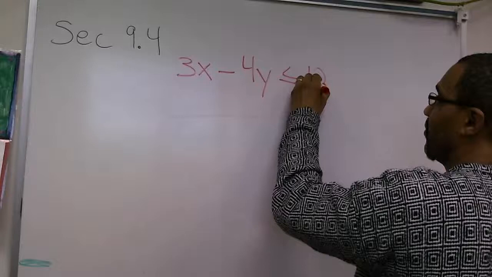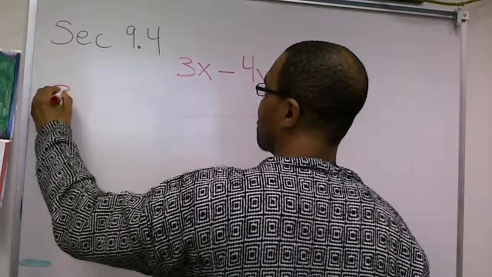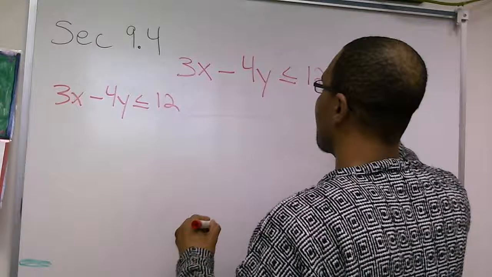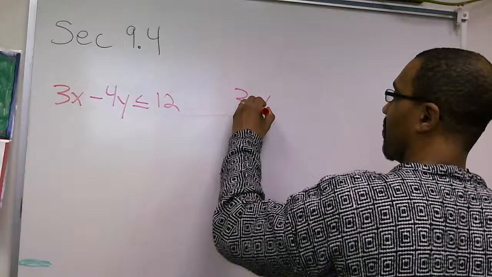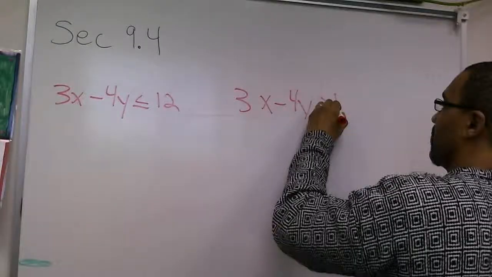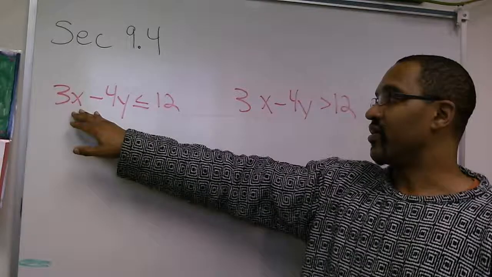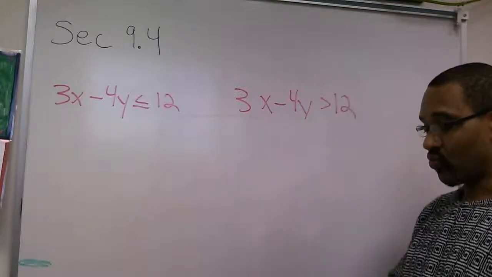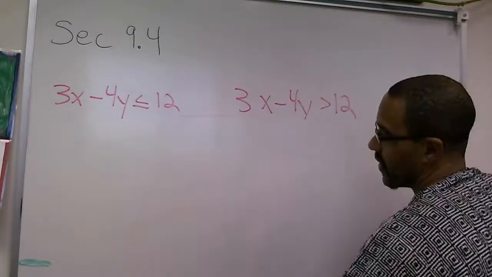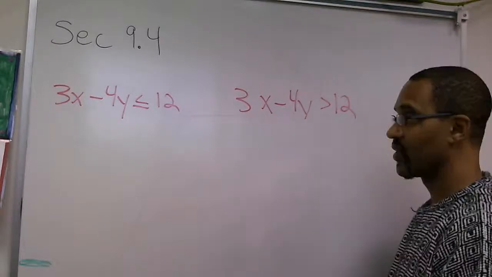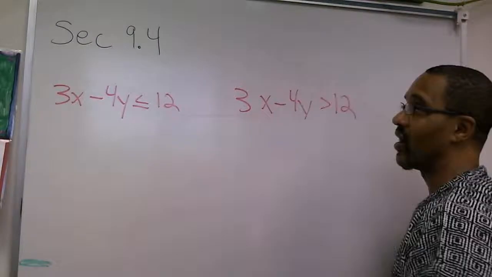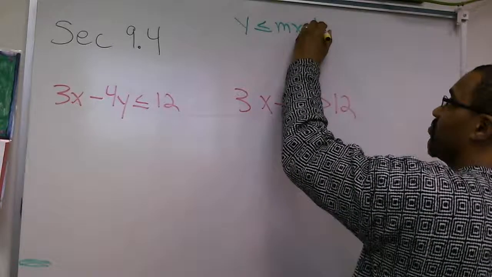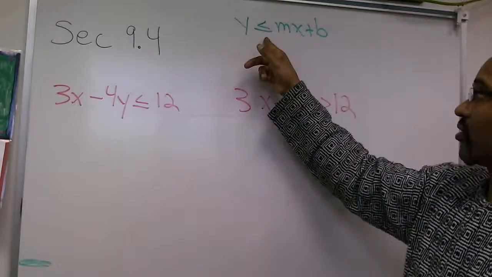As a matter of fact, I have a better idea, which is that I'm going to write two possibilities at the same time. 3x minus 4y less than or equal to 12. 3x minus 4y greater than 12. And we're going to work these two problems side by side, and I'm going to let you see the differences. So, in order to solve linear inequalities, we're first going to get them in the mx plus b format. And we'll explain how we're going to work with this inequality.